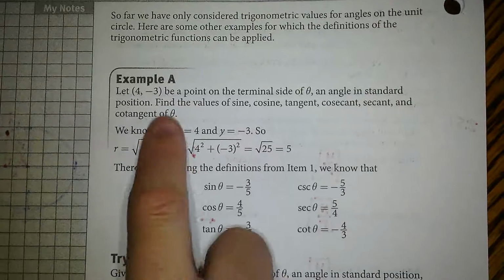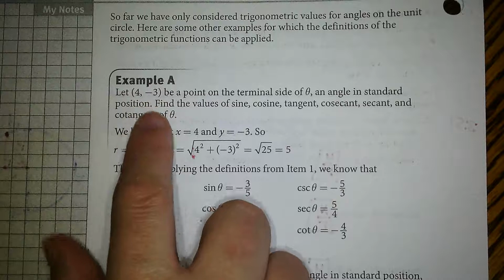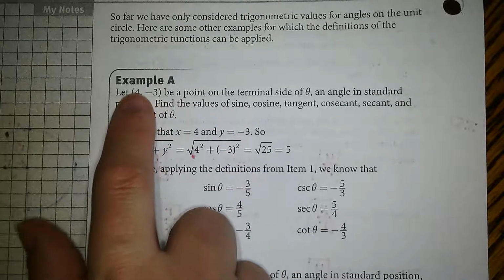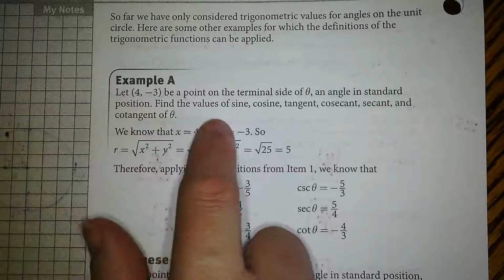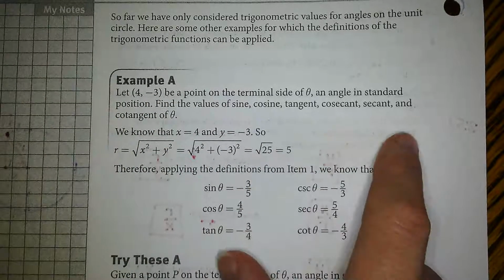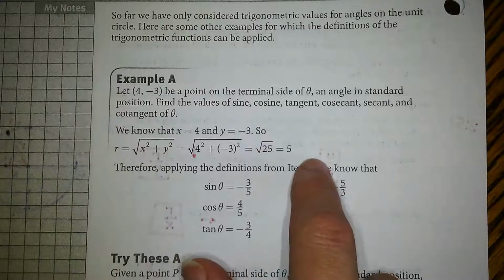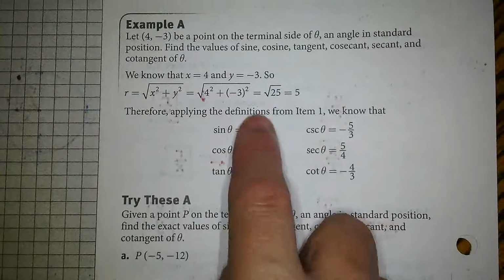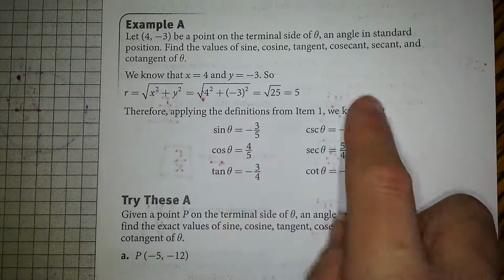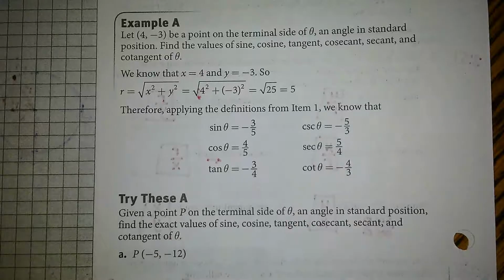All right, so when we turn the page and go to page 220, I'm looking at example A because I want to kind of walk you through this. This is pretty easy. They give you a coordinate so you know x and y, and what you need to do is plug those into your circle formula, x squared plus y squared equals r squared, so that you can find your r. And that's what they did here. And then what you would do is using your x over r, y over r, then using your reciprocals, you can find your other ones. So they wanted you to try these two.